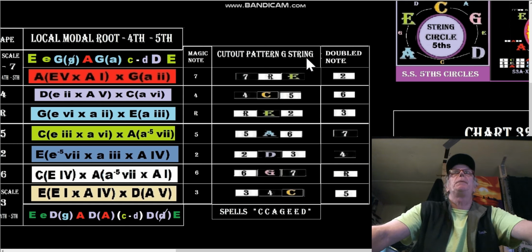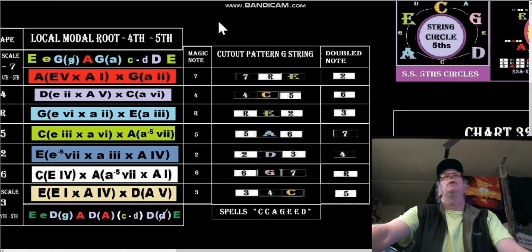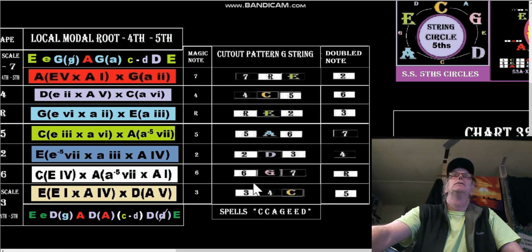Here's the cutout pattern. Now notice, if you look at these 2 columns here, they actually make the pattern. Here is the C pattern, 3, 4, 5. The double note is 5. This is the G string pattern. The cutout will always occur on the G string. So just a little, get our toe wet with this stuff here. The magic note is on the bottom string.